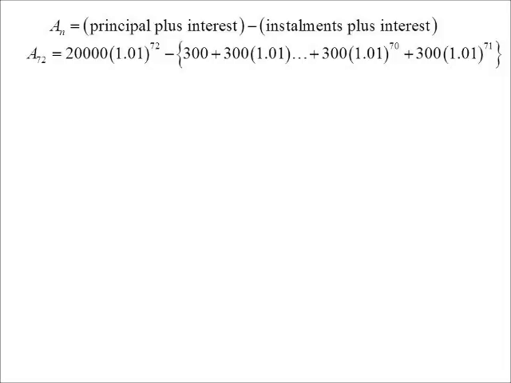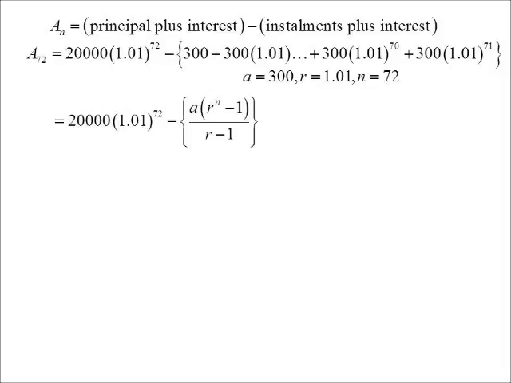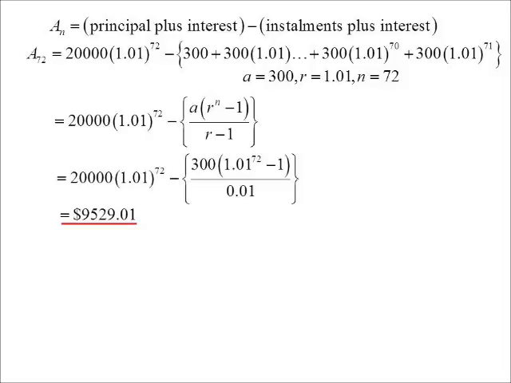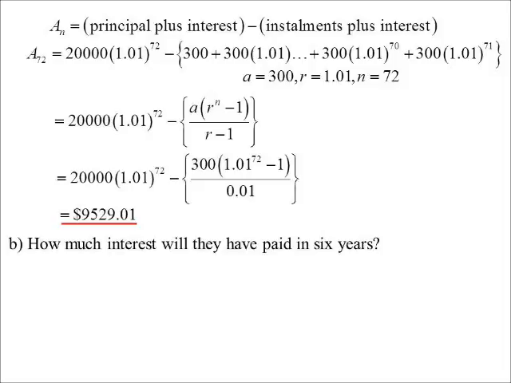So amount 72 will be the principal plus interest for those 72 months, minus all of those repayments a month at a time. And so in the second parentheses there, that's where the geometric series is. So the first term's 300, the rate's 1.01, number of terms 72. And subbing in then, it works out that we still have $9,529 to go. So how much interest have they paid in those 6 years?